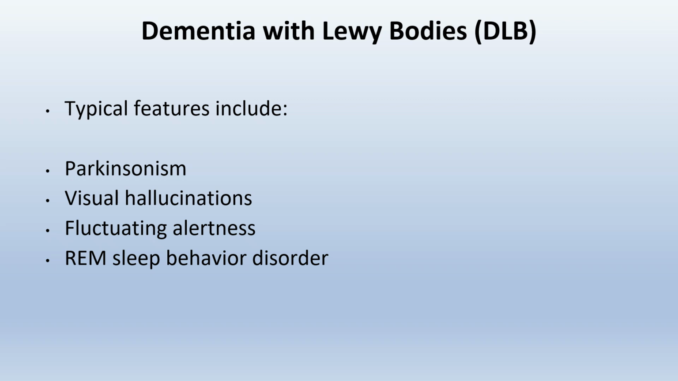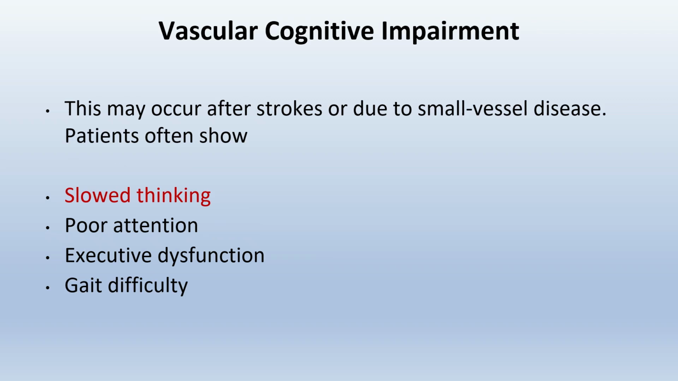Dementia with Lewy bodies. Typical features include Parkinsonism, visual hallucinations, fluctuating alertness, REM sleep behavioral disorder. Vascular cognitive impairment. This may occur after strokes or due to small vessel disease. Patients often show slowed thinking, poor attention, executive dysfunction, gait difficulty.